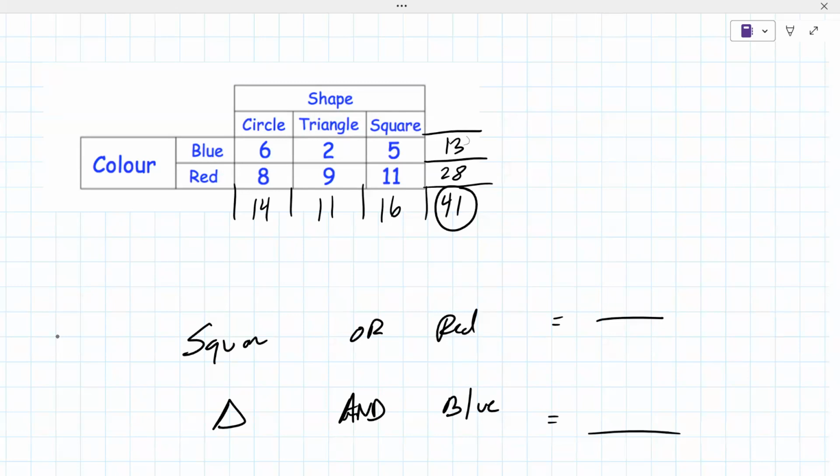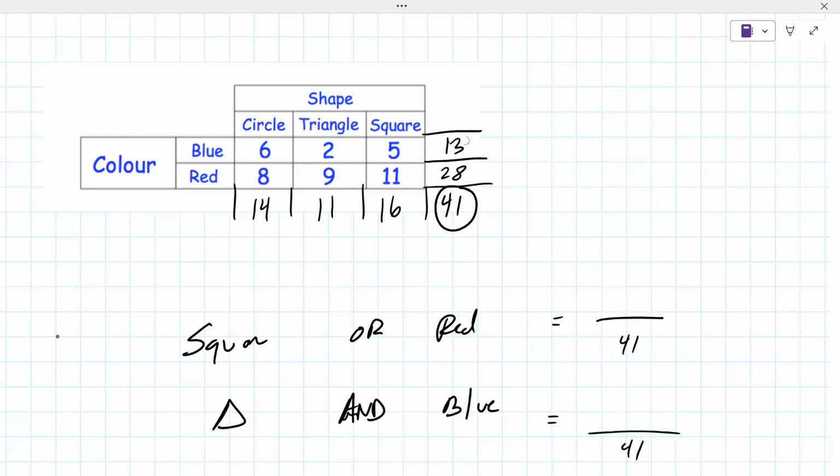Okay, wait, I think I messed up the first one. I said 11 over 41, so redo it. There's no timer here. We're not going up, we're doing 41 for the bottom, square over red. And then 5 plus 11 over 41. For which one? Square over red.